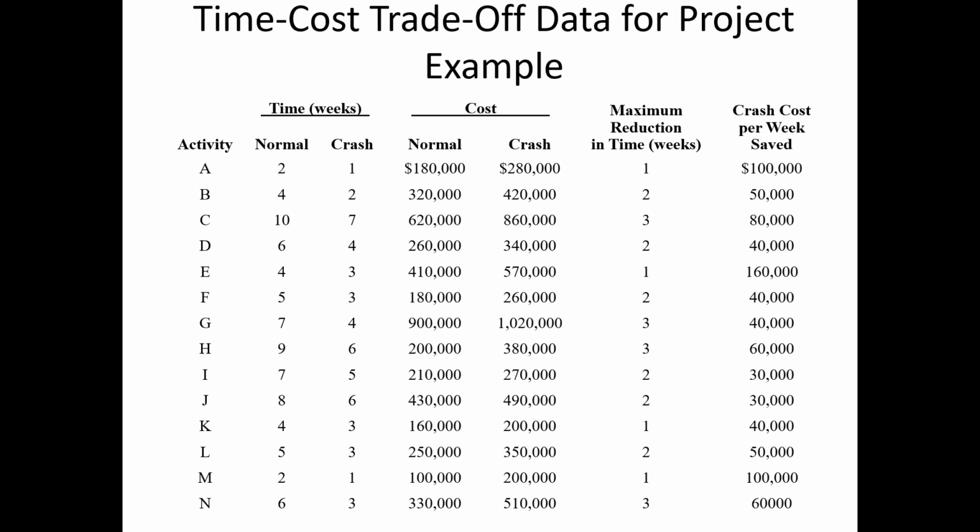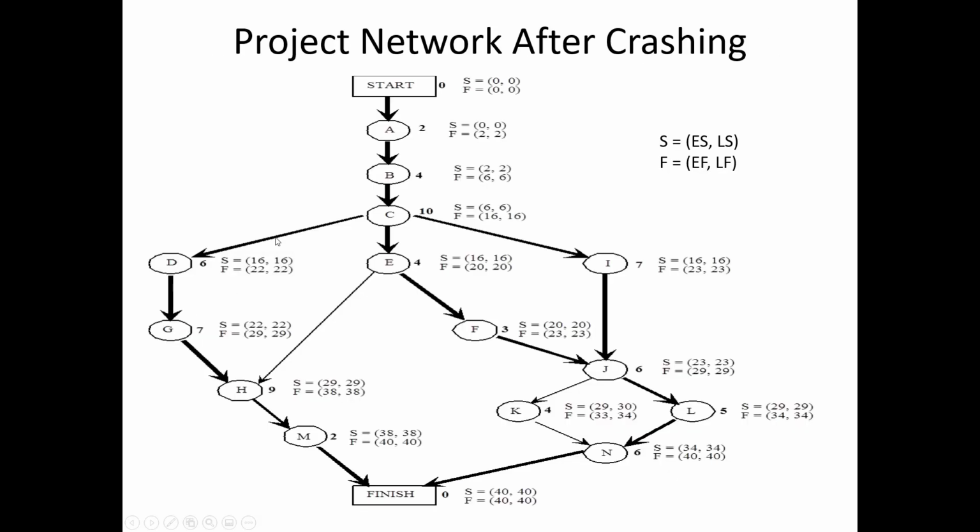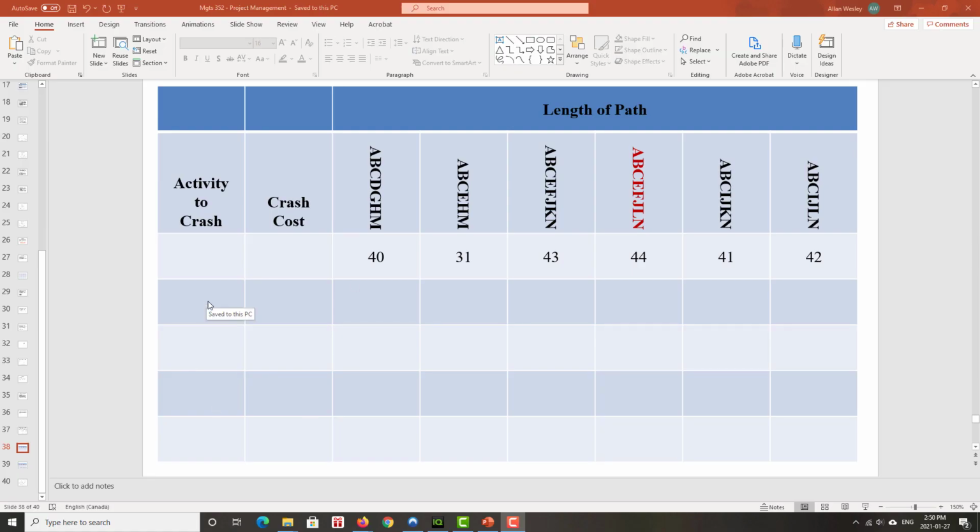Okay, so now we go back over to our table. And we want to crash J. Yeah, I know, I clicked on there. I thought I was going to edit it, and it kind of bounced around. So let's go with J. And we have a cost of $30,000.